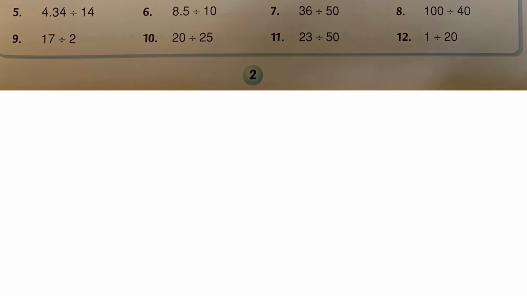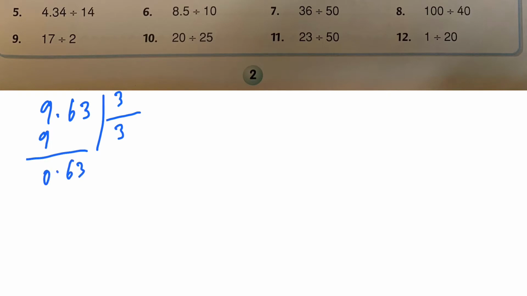First example, 9.63. Now this time I want to use this notation, divide by 3. Inside the 9, how many 3 are there? 3 times 3, 9. Then 0.63. So we add a decimal point here and 1, we can slide it here.